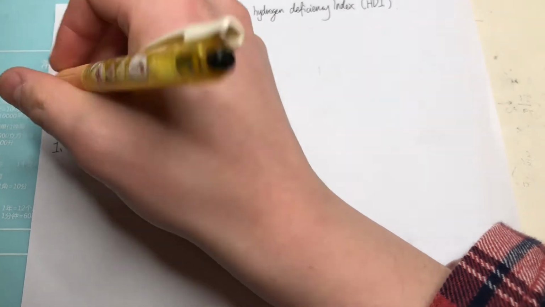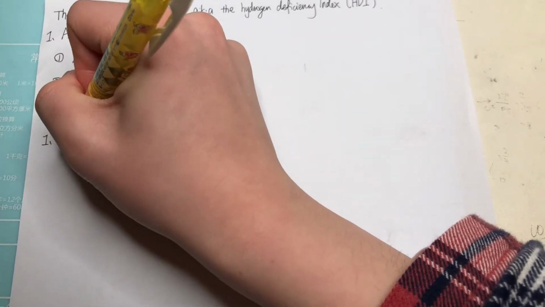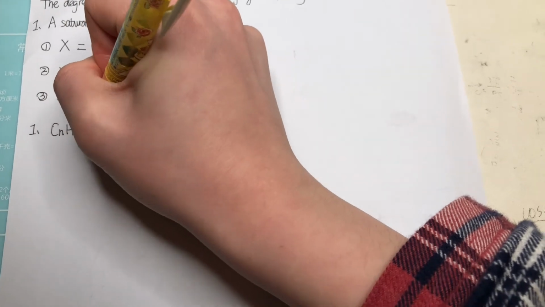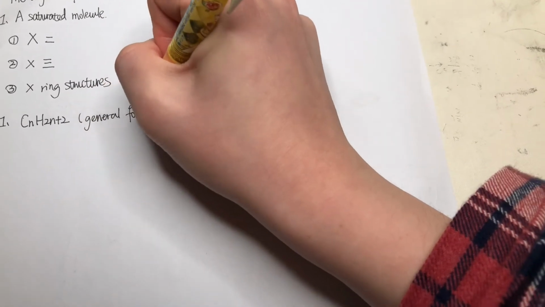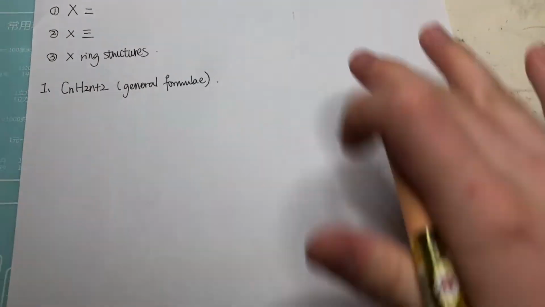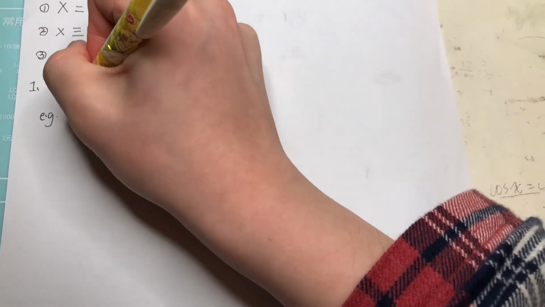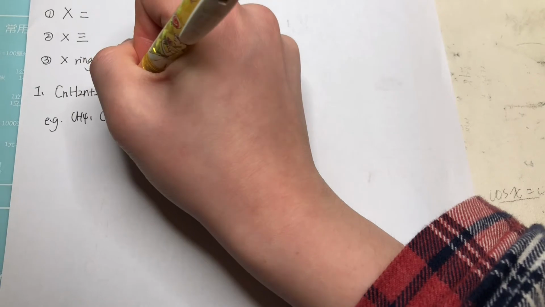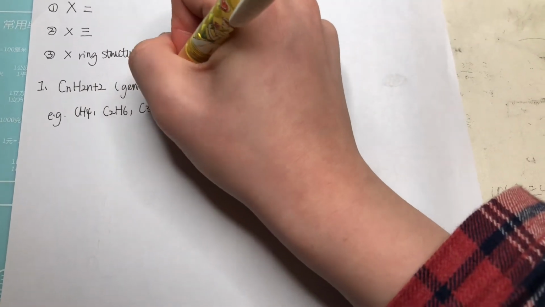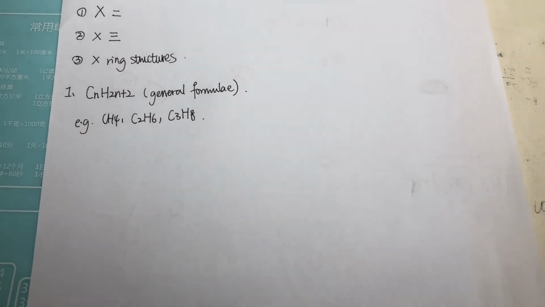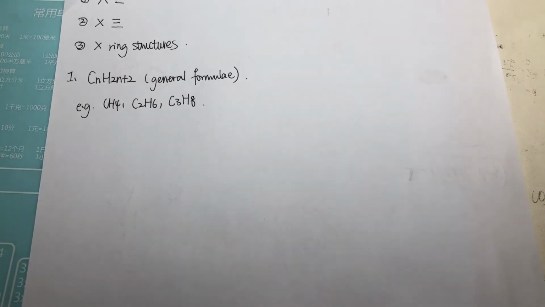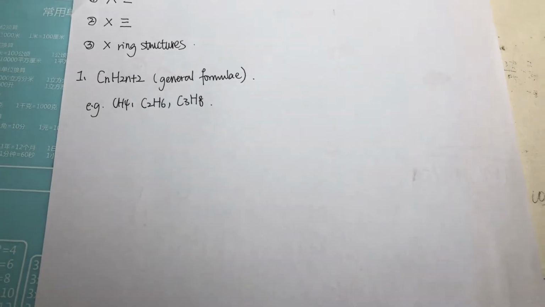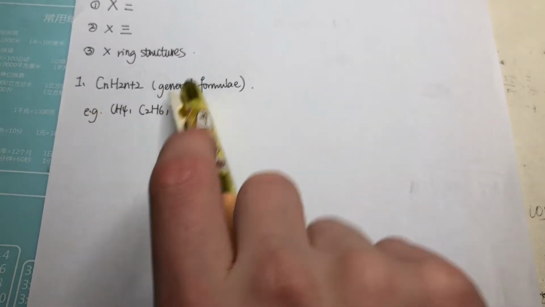First, it is the hydrocarbons. This is the general formula. Examples are... Pause the video and draw the structures. Then you will discover that all of them are made of single bonds, no double bonds, no triple bonds, no ring structures. So they are all saturated. This is a saturated form of hydrocarbons.